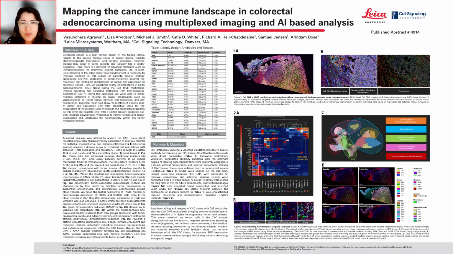Today, I would like to go over our collaborative effort with Cell Signaling Technology to map the cancer immune landscape in colon adenocarcinoma, or CAC, using multiplexed imaging and AI-based analysis. In this study, we visualized nearly 30 biomarkers in the CAC tissue using the Cell DIVE multiplexed imaging workflow and validated antibodies from Cell Signaling Technology.